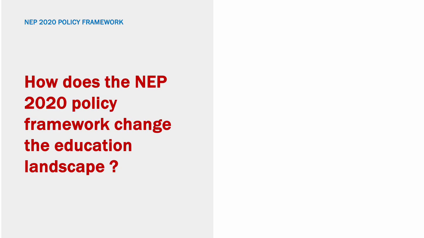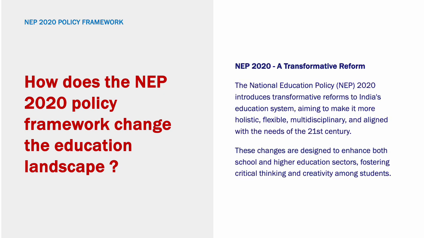So, what's transformative about NEP 2020? It aims to make education more flexible, creative, and aligned with the needs of the 21st century. From critical thinking to interdisciplinary approaches, this policy touches every aspect of the education ecosystem. The goal is simple: prepare students for a world that's constantly changing. In the next few slides, we will understand the key changes brought about by NEP 2020 in school education and higher education.